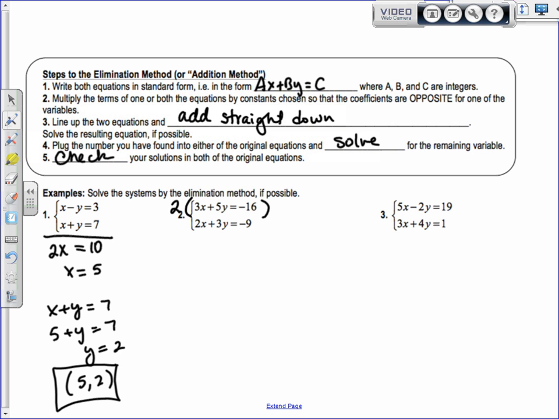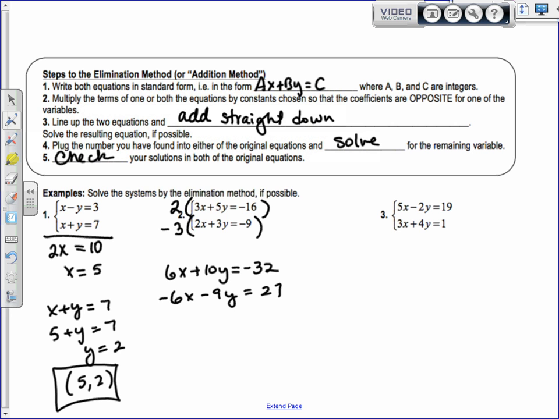And then I want my x's to be opposite each other. So right now I'm going to have 6x, so I want the bottom one to be negative 6x. So let's do negative 3. Okay, so the top equation becomes 6x plus 10y equals negative 32. Don't forget to multiply on the right side as well, the number. That's a big error that I'll see on the test. A lot of people forget that. And then you get negative 6x minus 9y equals 27.